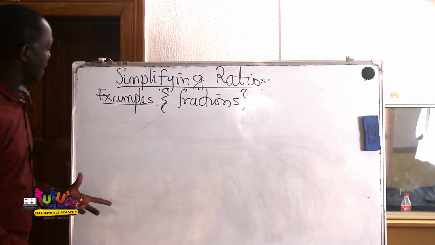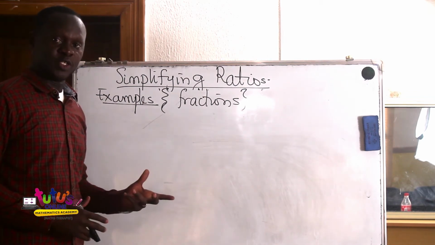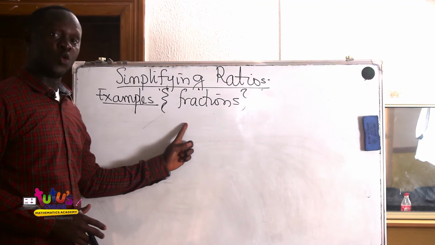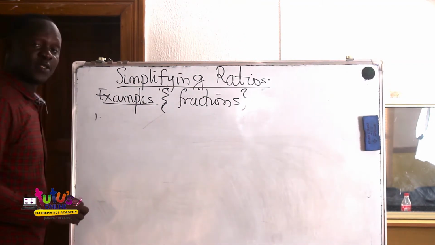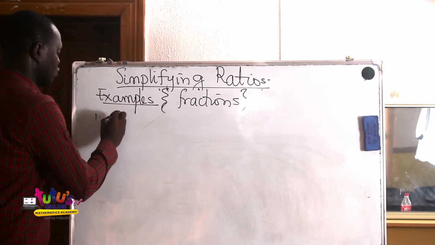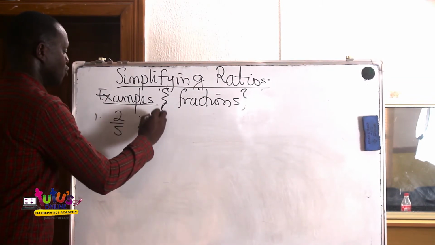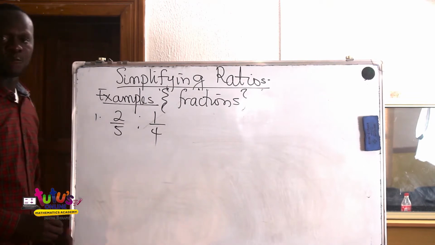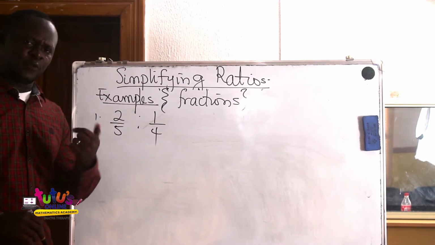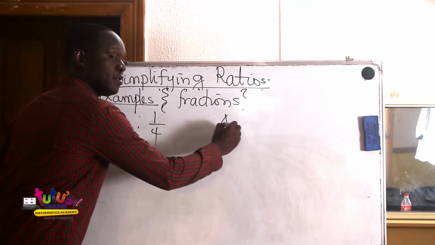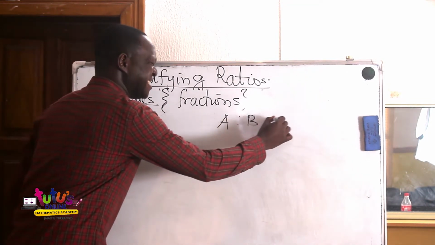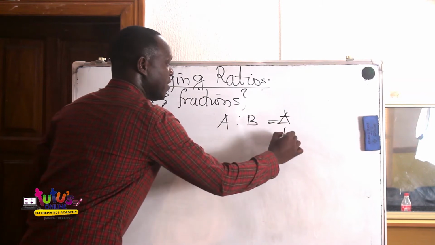So we'll be looking at simplifying ratios, a continuation on that, but this time we're not dealing with whole numbers, this time fractions. The first example we're looking at under this is 2 over 5 ratio 1 over 4. Now remember, if you recall what we did when we dealt with whole numbers, we said that A ratio B is the same thing as A over B.